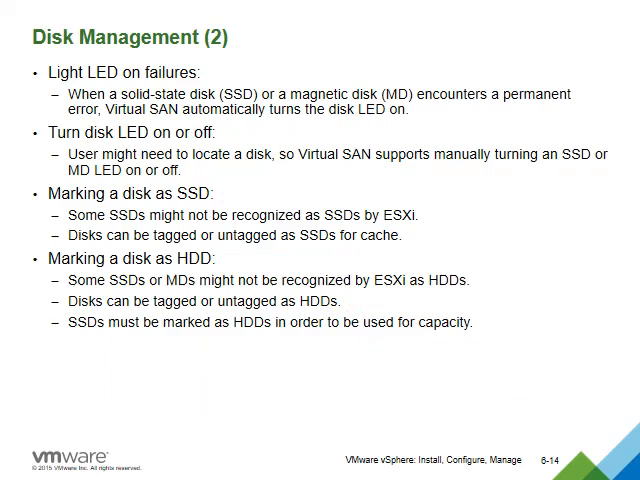Light LED on failures. This is when a solid-state disk drive or a magnetic disk encounters a permanent error. vSAN automatically turns the disk LED on. Turn disk LED on or off. The user might need to locate a disk, so virtual SAN supports manually turning a disk light on or off. So if you're in there and you're like, well, which disk was that I want to remove, you can turn it on and it'll come on for you and blink or whatever, so you can identify that's the drive that I was seeing in the GUI.